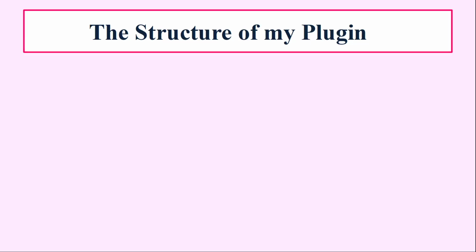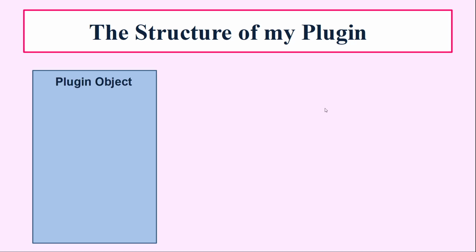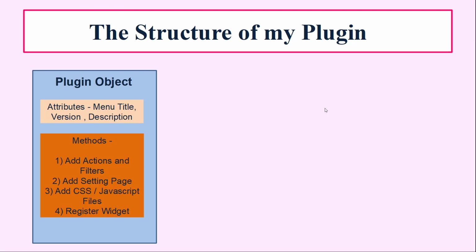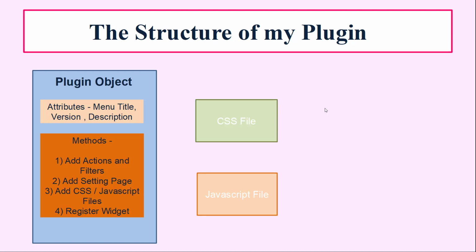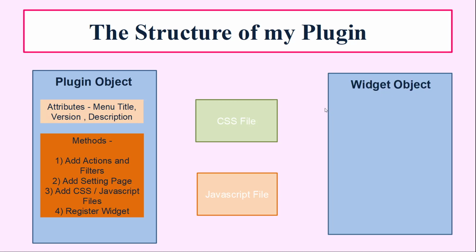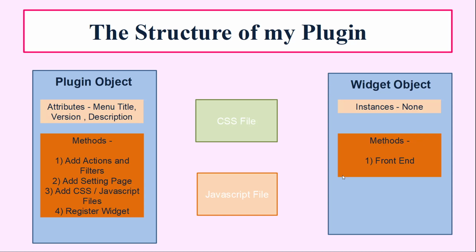The overview of the plugin is this. We've already created the plugin object. This object has a number of attributes and methods. These methods have created or linked our CSS files and JavaScript files to the main plugin. We've also created the widget object, and the widget object has only the front end method. So we removed the update and the back end method because we wanted all our data to be in the settings page, and we've linked them together. So that's what we've done so far.